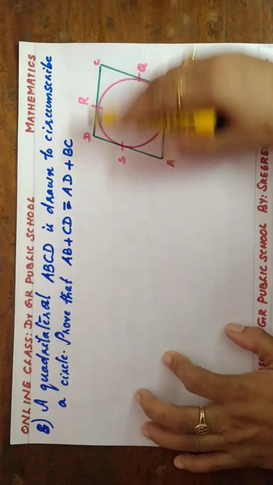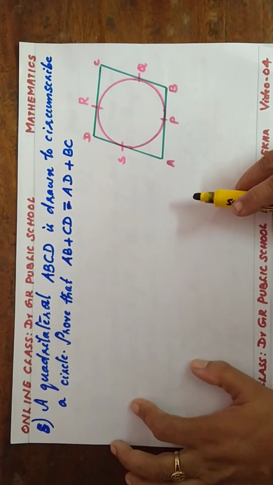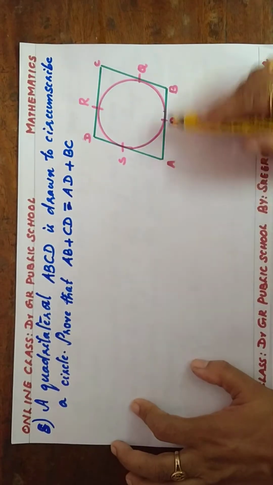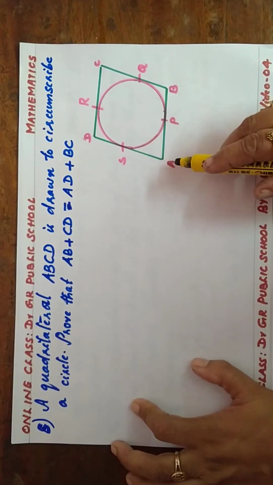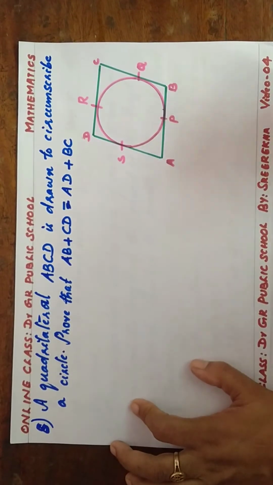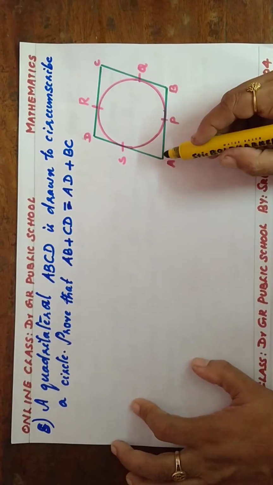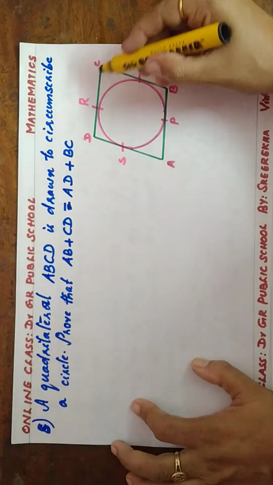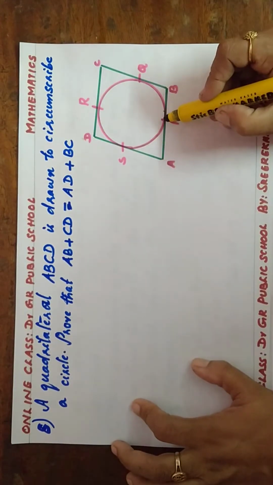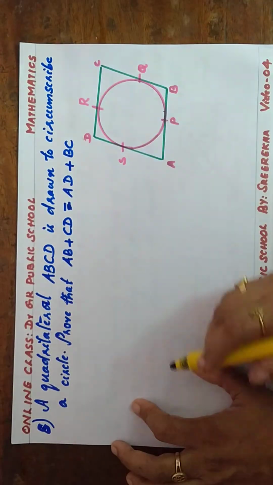This is a quadrilateral which circumscribes a circle. What do you mean by circumscribing? The circle is inside that quadrilateral, and all 4 sides of the quadrilateral just touch the circle. Or you can say that they come as tangents to the circle. So in this case, AB, BC, CD and DA are all tangents to the circle at the points of contact P, Q, R and S. That is what we mean by circumscribing.